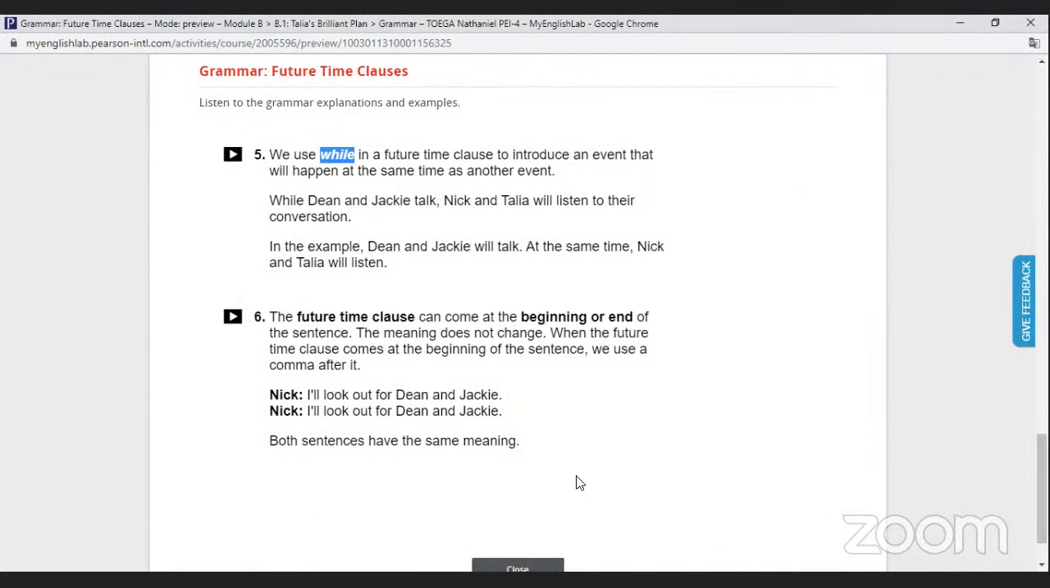Number 6, we can see this. The future time clause can come at the beginning or the end of the sentence. The meaning does not change. When the future time clause comes at the beginning of the sentence, we use a comma after it. Like the examples, please. Okay. I'll look out for Dean and Jackie. I'll look out for Dean and Jackie. What's the difference here?